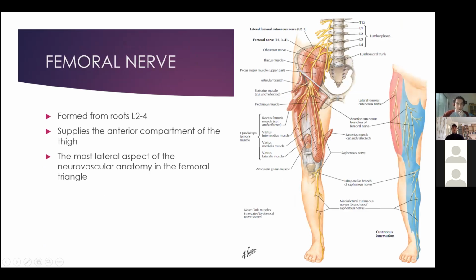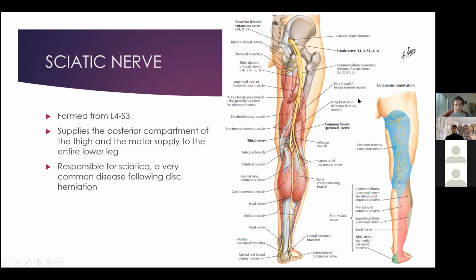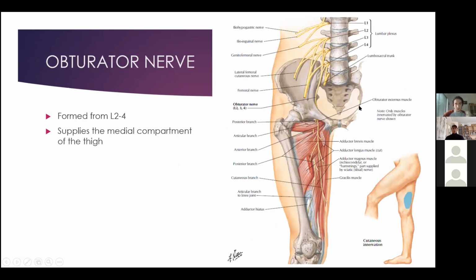So the femoral nerve, anterior compartment of the thigh. Then the sciatic nerve is the posterior compartment. And then the last one you have is the obturator nerve, which is the medial compartment. Really, that's about all you need to know about their innervation within the thigh. And then beyond that, sciatica is about it. All right.